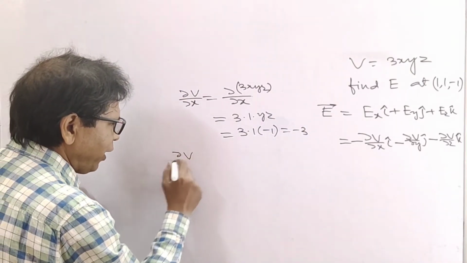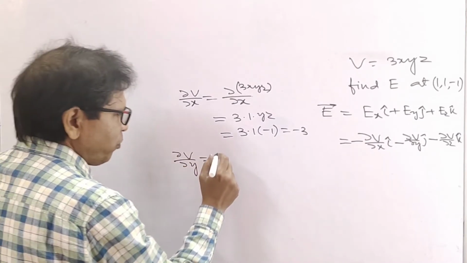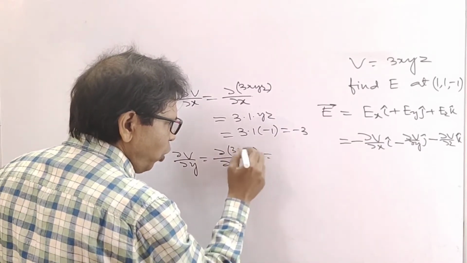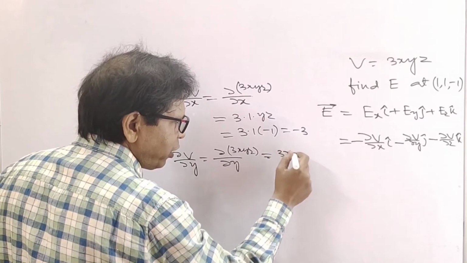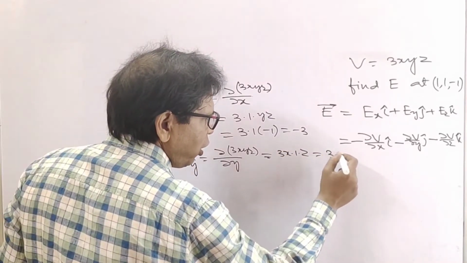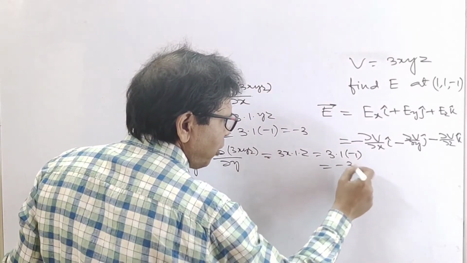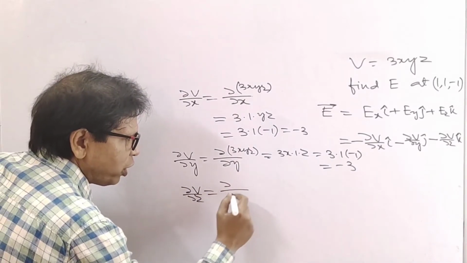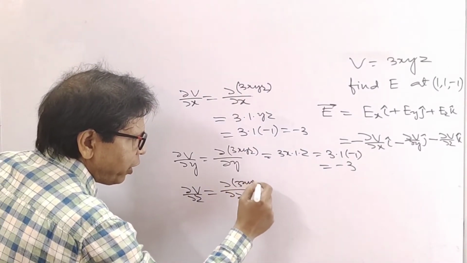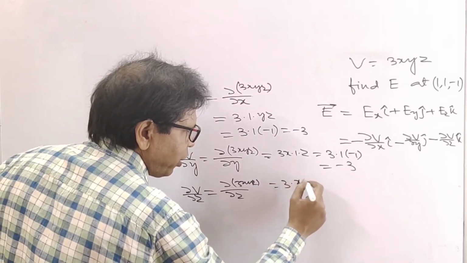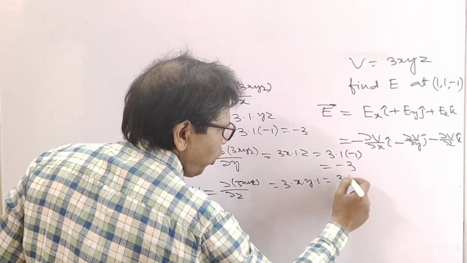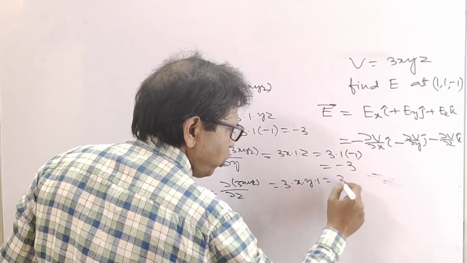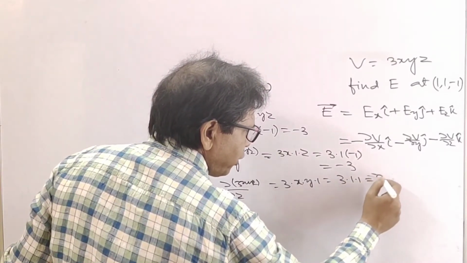Now del V by del y. Here only y is variable, that is del by del y of 3xyz. So this is 3x into 1 into z, which is 3 into 1 into minus 1, so this is minus 3. Now del V by del z. Here only z is variable, so del of 3xyz is 3 into x into y into 1, which is 3 into 1 into 1, so this is 3.